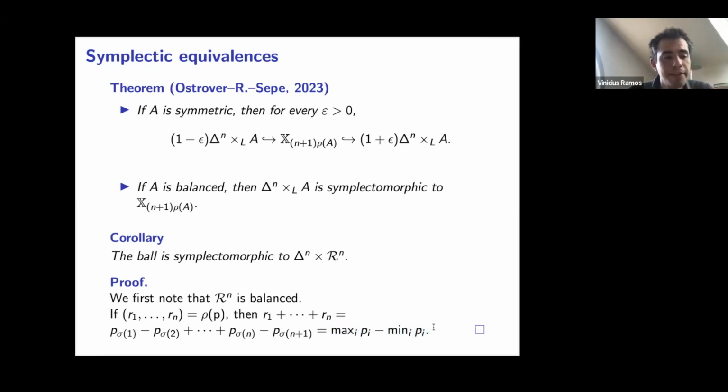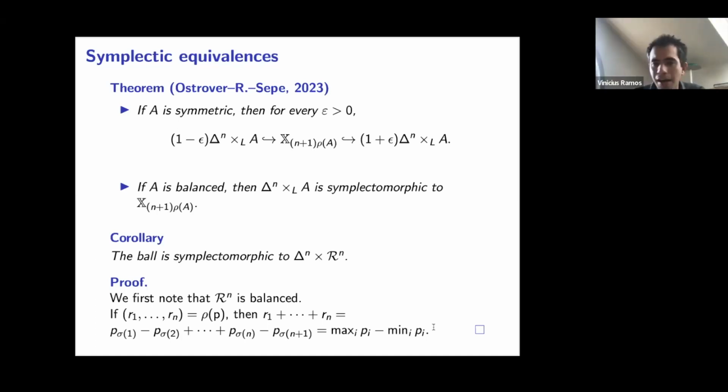Okay, any questions about this? Maybe it's a silly question. I'm still trying to process how rho looks. But can you use this theorem to give new examples of toric domains that are symplectomorphic to convex domains, but it's not clear that they are from the toric image? You know what I mean?